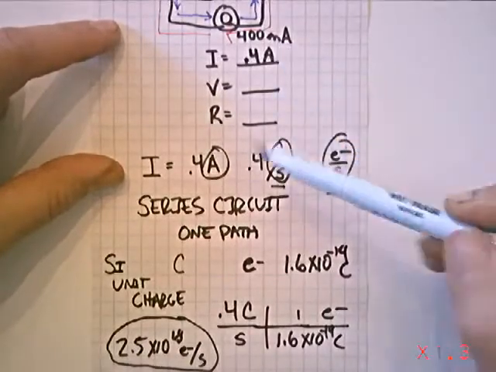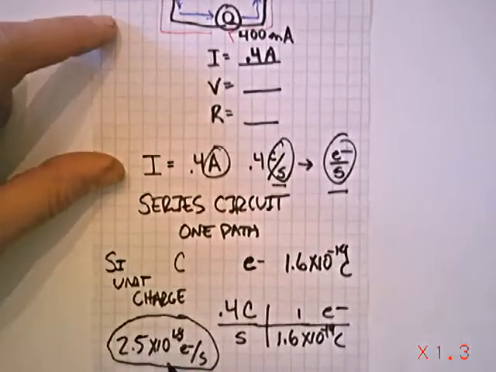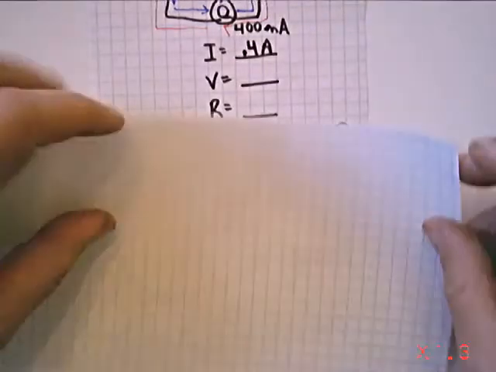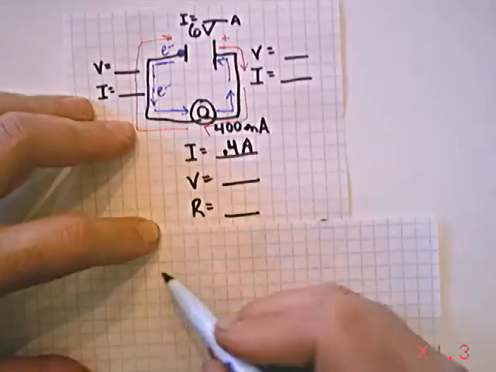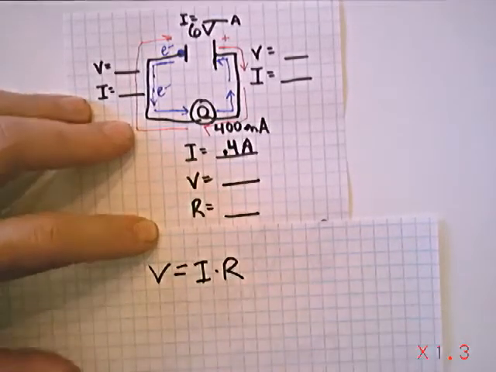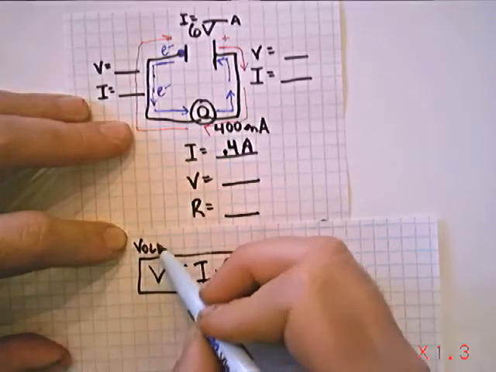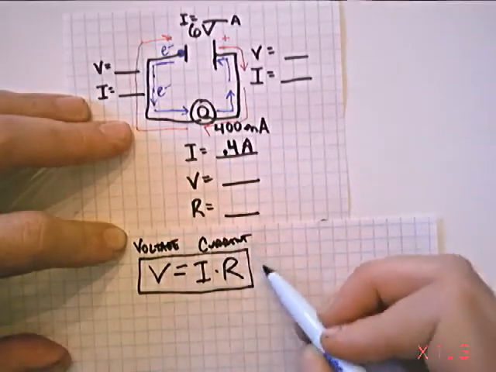I could also say 0.4 coulombs per second, or I could say 2.5 times 10 to the 18 electrons per second. So when you start thinking about this in terms of electrons, it starts to get kind of crazy real quick. Now, to really understand how to find all these missing parts to our circuit, we've got to use something called Ohm's law, probably the most important equation we're going to deal with here. So Ohm's law is V equals I times R, where V is voltage, I is current, and R is resistance.